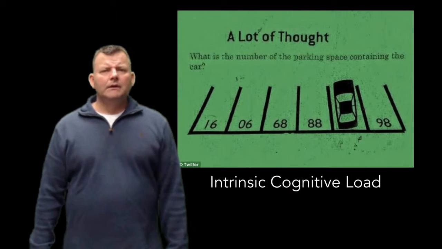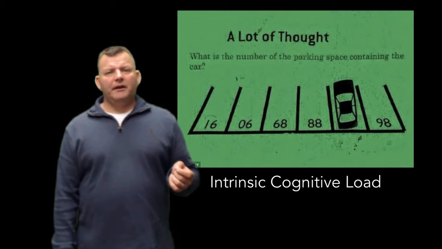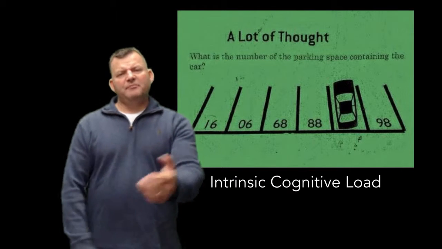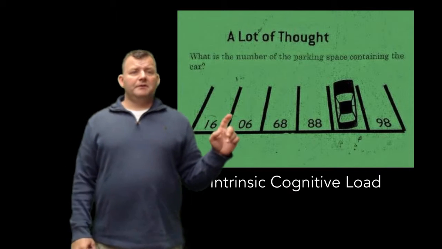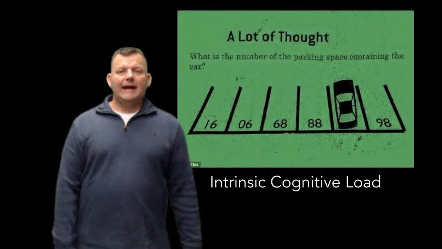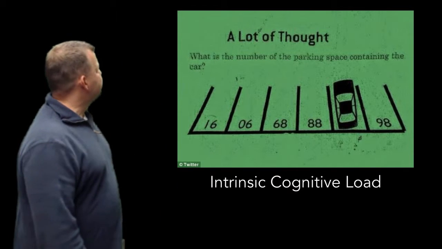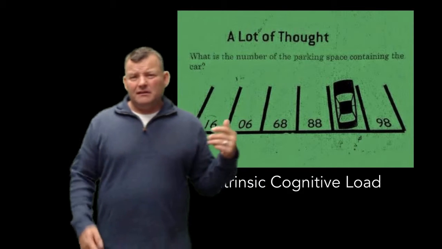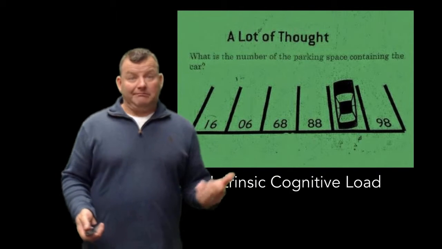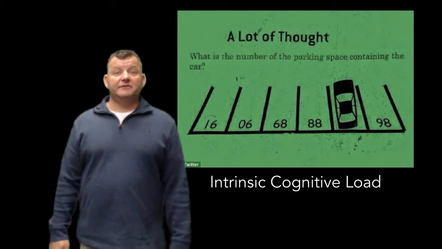Let's use another example, and this is about presentation. It takes a lot of thought here. We have 6 parking spots here, and we want to try and figure out what the number of the spot is that the car is parked. And the way I've presented this to you is we've got 6 spaces, and the number 16, 6, 68, 88, then there's the car, and then 98. I'm not seeing a pattern here. I'm not sure that I really could figure this one out. I have some high intrinsic load right now because I'm not sure that I can do this. And I'm a little concerned that maybe I'll look foolish. But essentially, I won't be able to accomplish this task because of its difficulty.